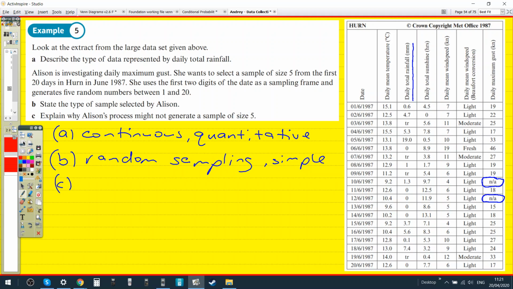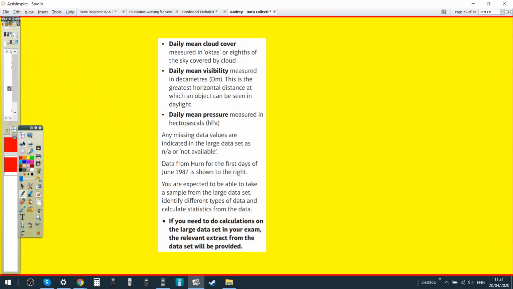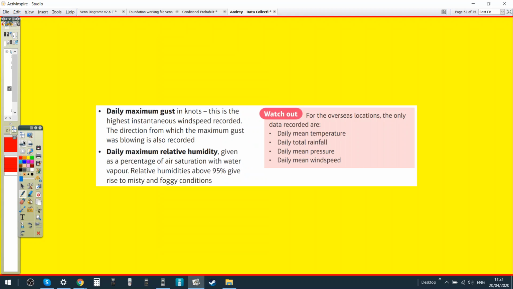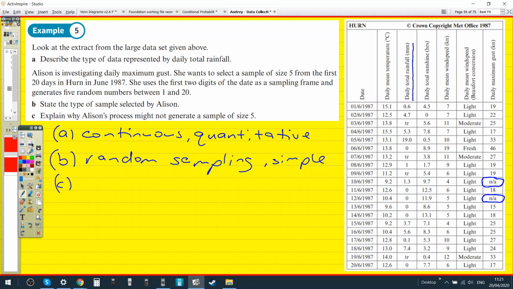I think that's it. I think there was, where is it here? Daily cloud cover. Did I see NA somewhere? Yeah, any missing data values are indicated in the large data set as NA or not available. So for whatever reason, there was no data for that daily maximum gust. Okay, so maybe there was no wind whatsoever, but maybe they'd call that 0. So it's just missing data. Data is missing. This is from 1987, the 10th of June, and so who knows why there's no data.